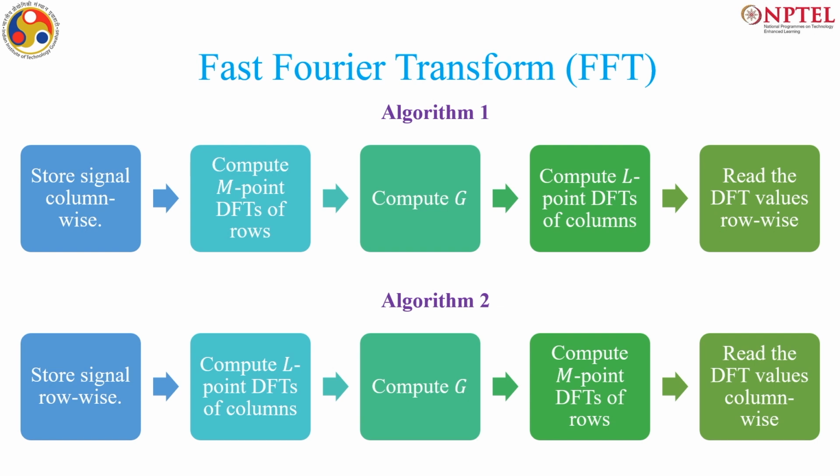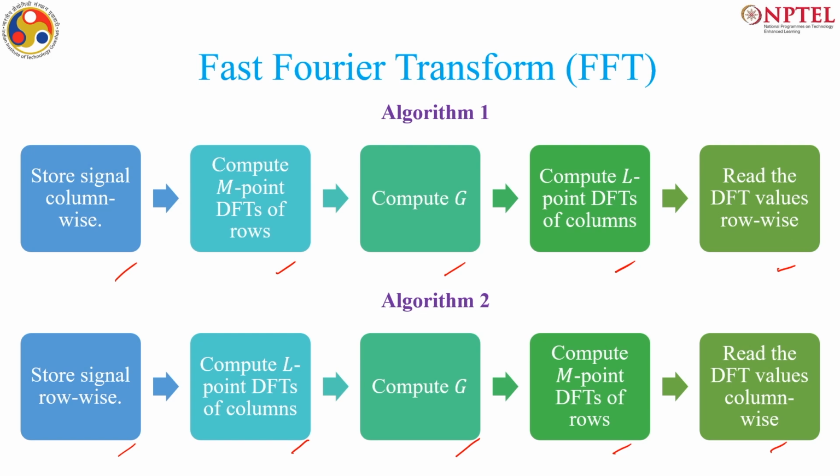Algorithm 1: store the signal column wise, then find M-point DFTs of the rows, compute G, compute L-point DFTs of the columns, and read the DFT values row wise. The second algorithm: you store the signal row wise, compute L-point DFTs of columns, compute the matrix G, then compute M-point DFTs of rows, and then read the values column wise. Another easy technique to remember: column wise storing the signal, DFTs of rows, then DFTs of columns, and reading DFTs row wise.